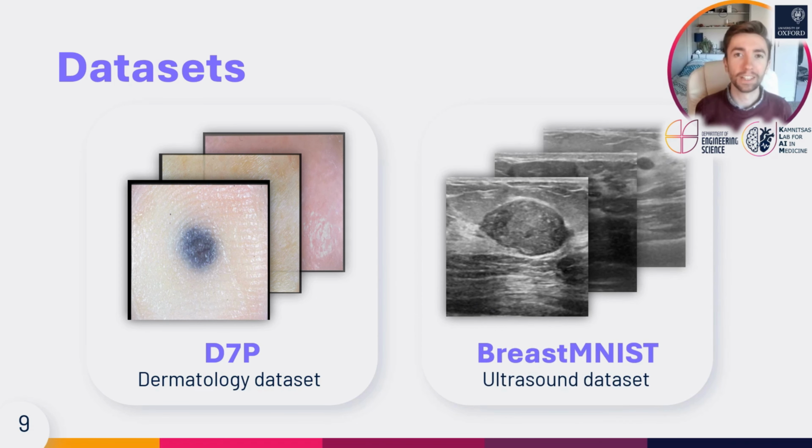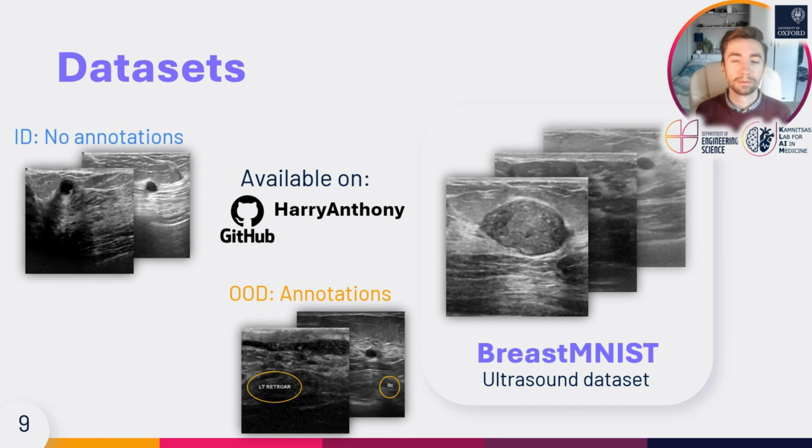The other dataset we analysed was breast MNIST, which is an ultrasound dataset. Again, we manually annotated this dataset into 2 subsets, images without annotations, which we use as our ID cases, and images with annotations, which we use as our OD cases. And again, these annotations are available on my GitHub repository if you want to use these in your own research.